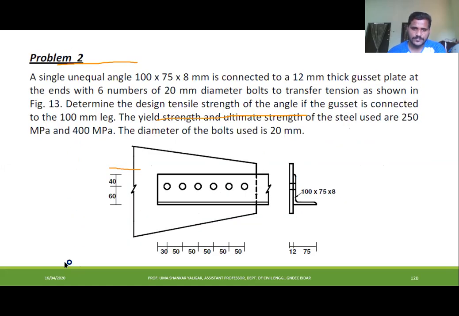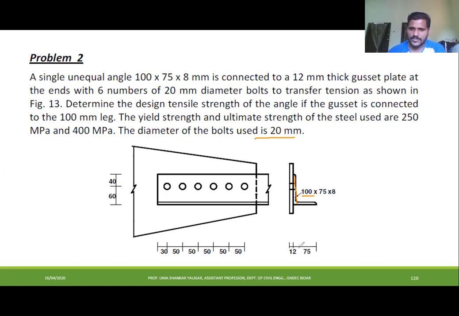See here. This 100 mm is the connected leg. Now if I want the area of this one, first I need to take from this up to the center. It is 100 minus 8 by 2. And minus, here the bolt is there. The bolt is 20 mm, but the hole diameter is how much? 20 plus 2, 22 mm. Therefore 100 minus 8 by 2 up to the center, and also minus this 22, and the whole multiplied by the thickness, you will get the net area of this connected leg.